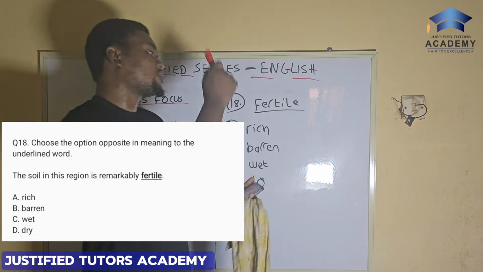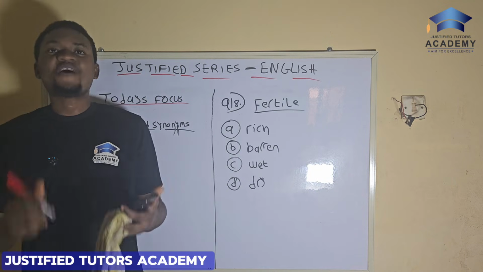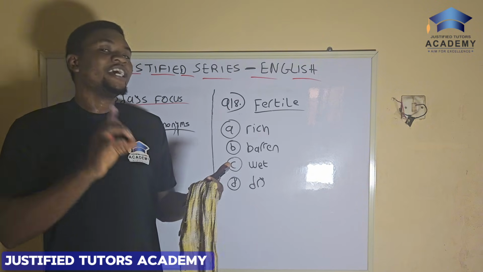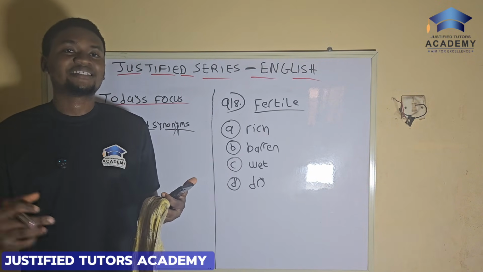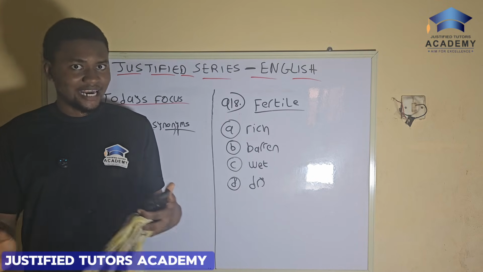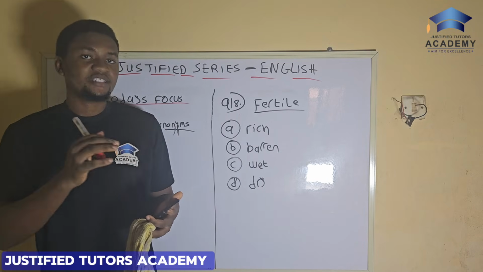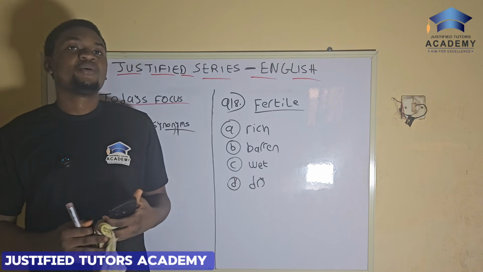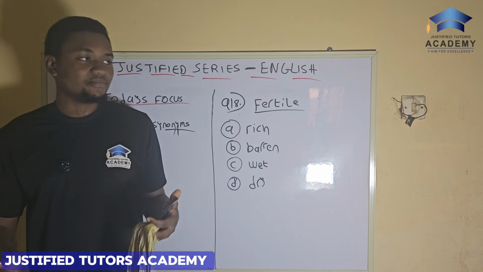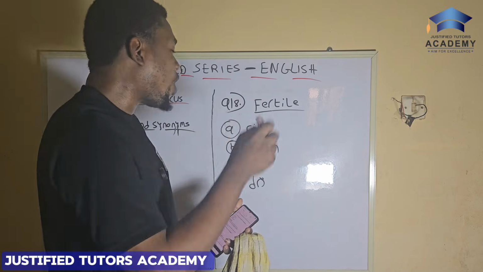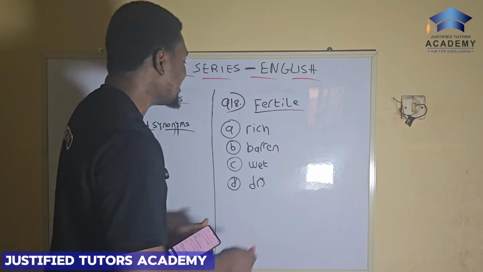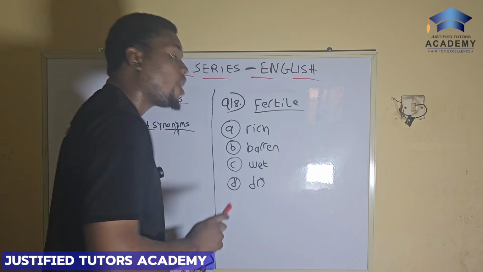Now, the first thing you do again is ask yourself, what does fertile mean? Fertile, in the aspect of soil, means a good soil that plants can grow in. So you get? That is what it means in the aspect of soil. In the aspect of a woman, we can say a woman is fertile because she can still produce children. Are you getting me? So now, what is the opposite meaning to the word fertile as used in this sentence? So now, is the option A, B, C, or D?